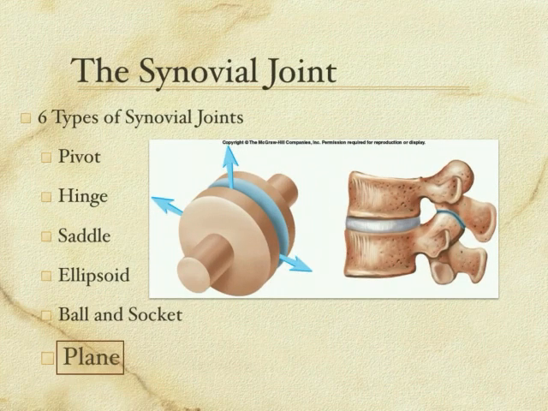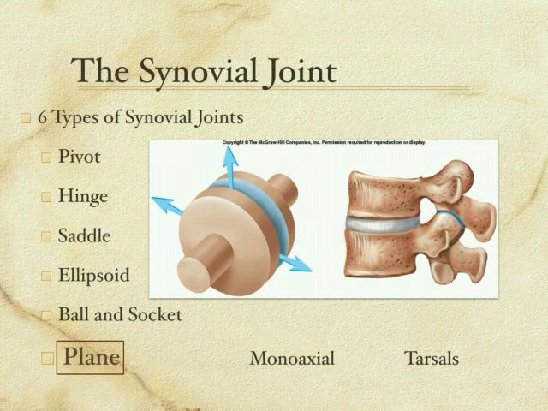The other monoaxial joint is the one here at the bottom of the list called the plane joint. This is a joint that is typically described with two flat or semi-flat surfaces that simply slide or glide over one another. Often the movement takes place in several directions, but it's simply one kind of motion, a simple sliding motion. The joints between the tarsals of the foot are a good example of this.